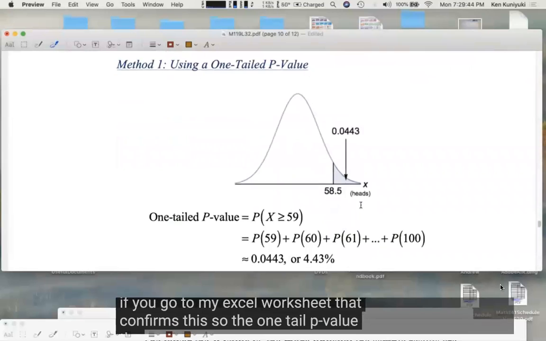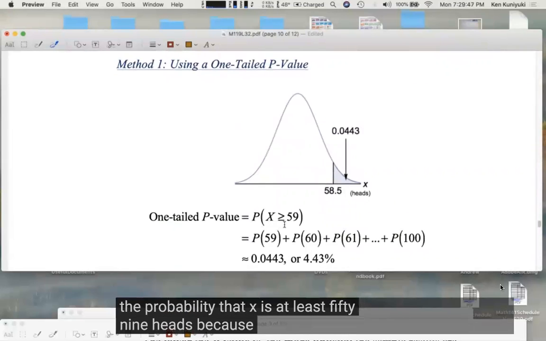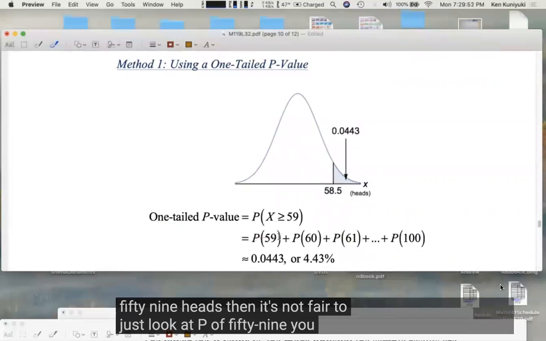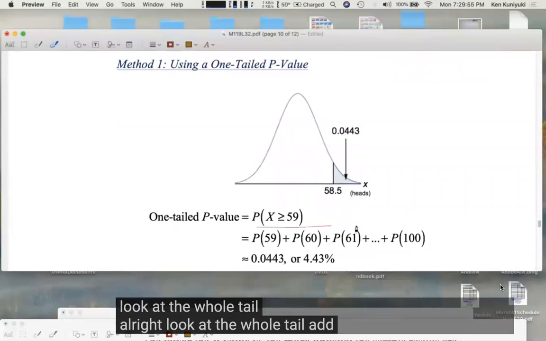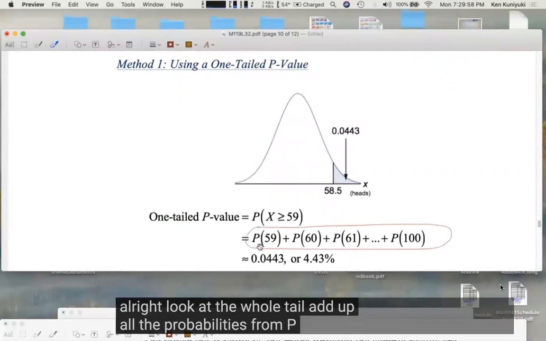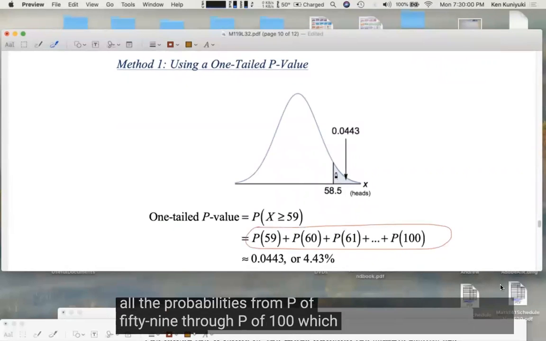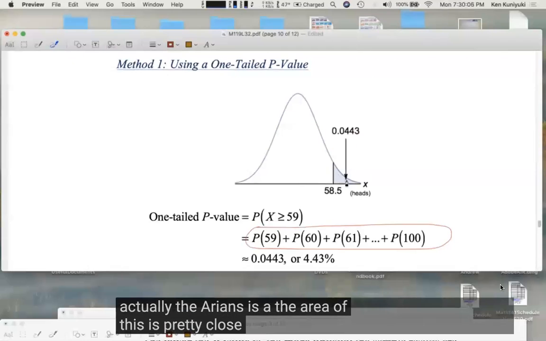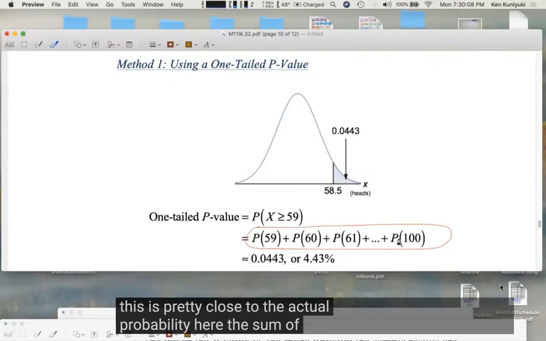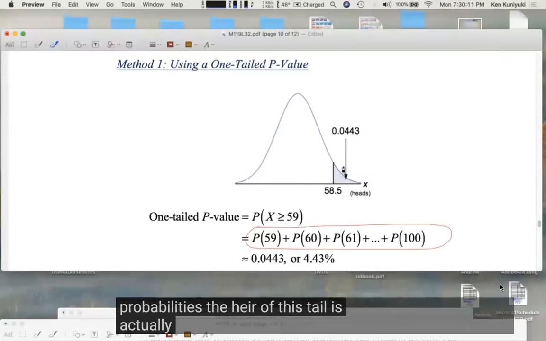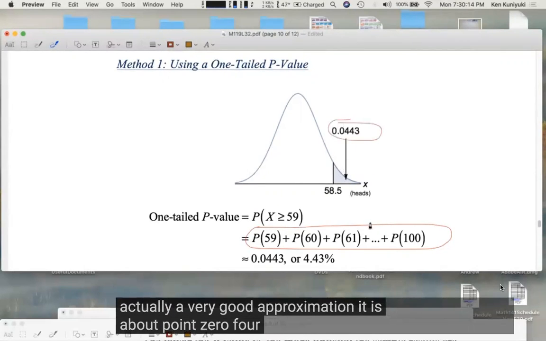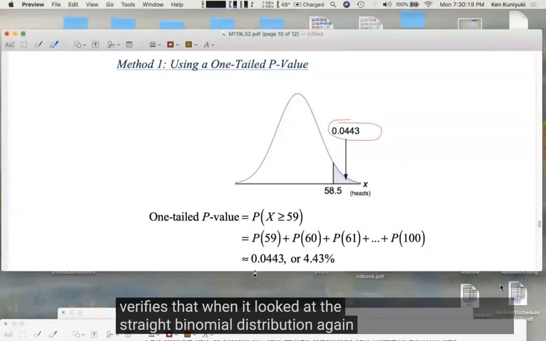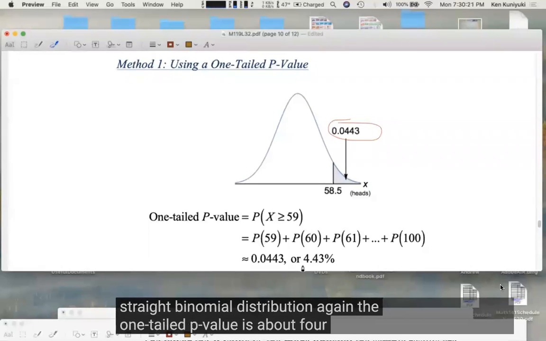So the one-tail p-value, the probability that X is at least 59 heads, because remember, if you get 59 heads, then it's not fair to just look at P of 59. You should look at the whole tail, right? Add up all the probabilities from P of 59 through P of 100, which corresponds roughly to this area in here. The area of this tail is actually a very good approximation. It is about 0.0443. Excel verifies that when it looked at the straight binomial distribution. Again, the one-tail p-value is about 4.43%.